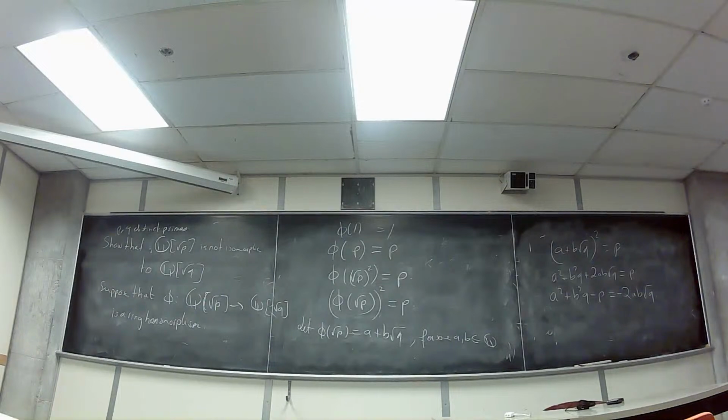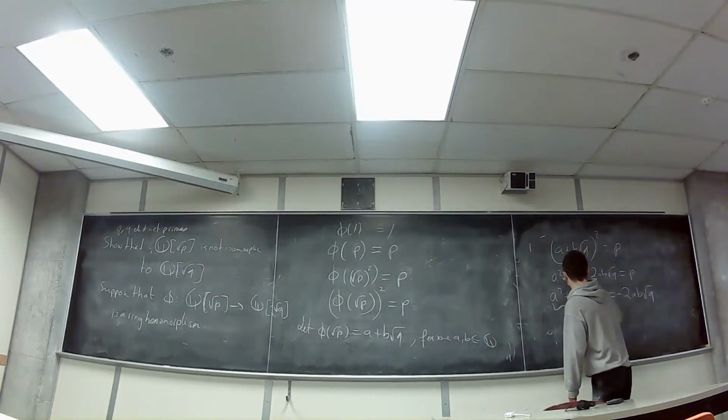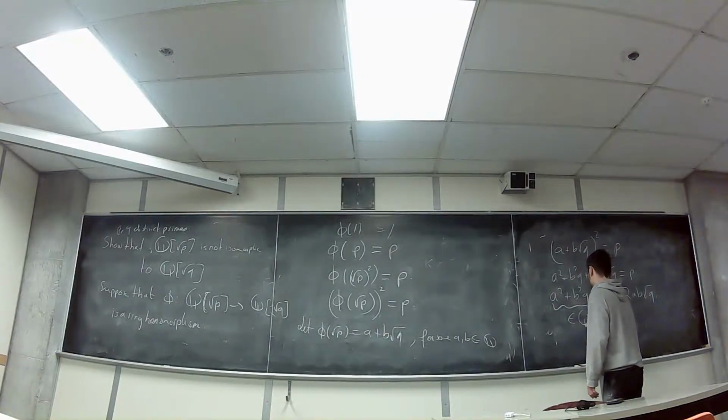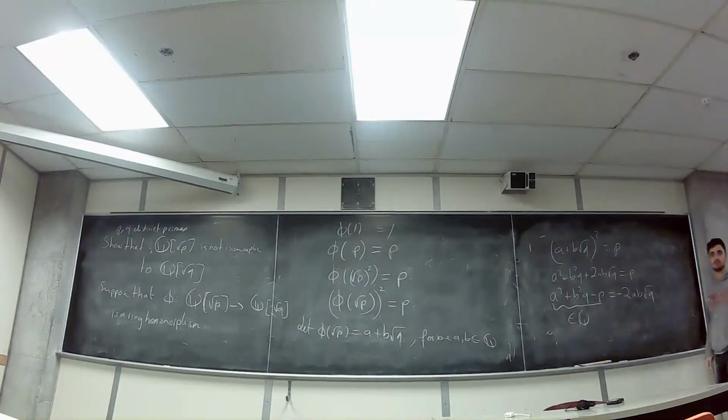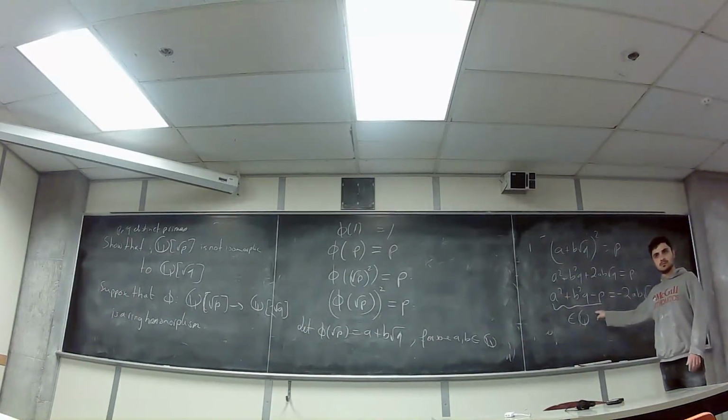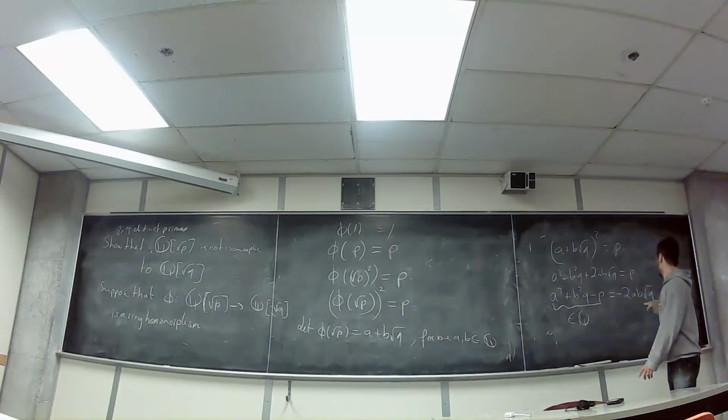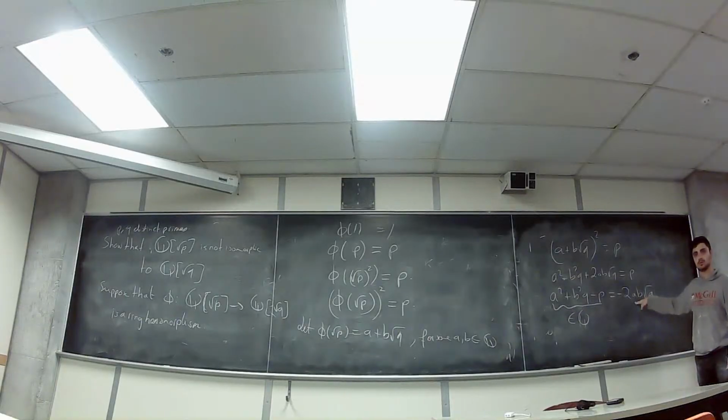Now I claim, this part is rational. Agree? This belongs to Q. A and B belong to Q, and P is an integer, so all of these belong to Q. Now, when will this one belong to Q? Root Q doesn't belong to Q. So 2AB belongs to Q. Root Q belongs to Q if and only if what?